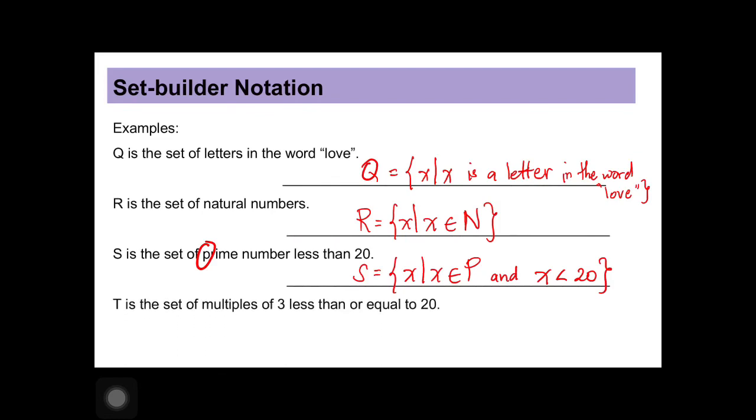Next, T is the set of multiples of 3 less than or equal to 20. So we will write T is equal to X such that X is a multiple of 3, and X is less than or equal to 20. So that's how you're going to write your set builder notation.